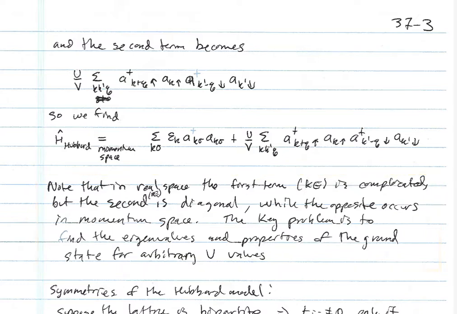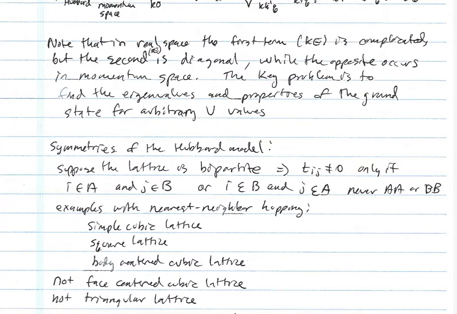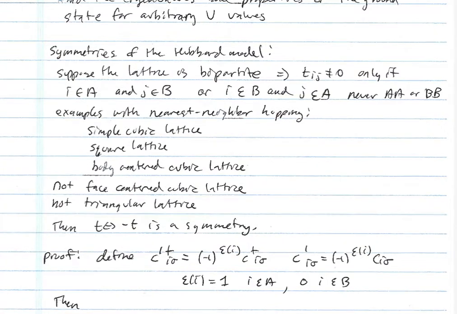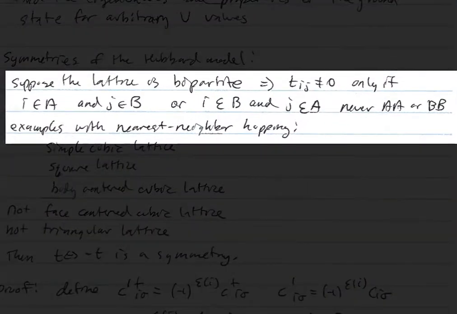So in order to have some better understanding of what's happening with the Hubbard model, we're going to study some of the symmetries. And the first thing is to look at what happens in the case where the lattice is a bipartite lattice. So a bipartite lattice means I can separate the lattice into two sublattices. Again, you can think about the checkerboard with the red squares and the black squares. And we have a hopping only between opposite sublattices.